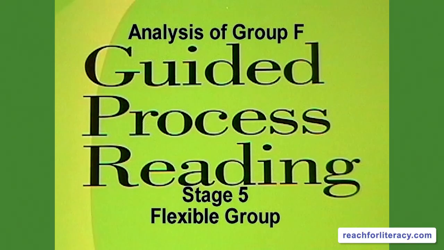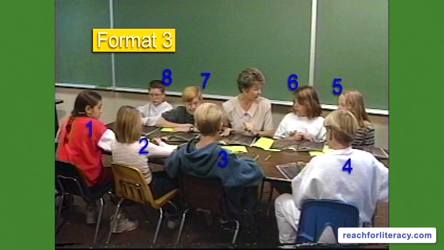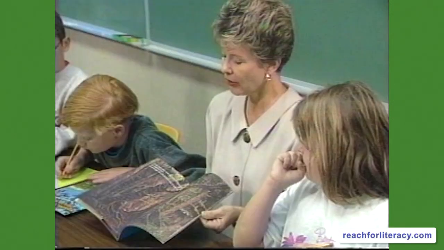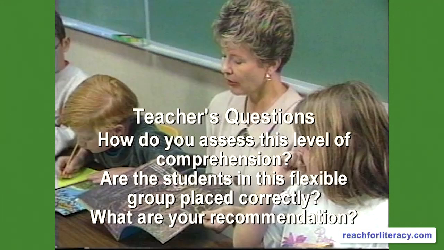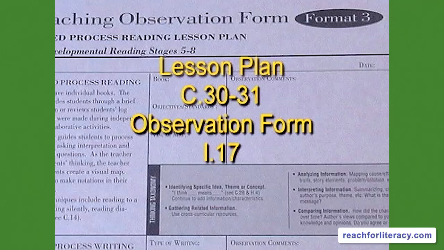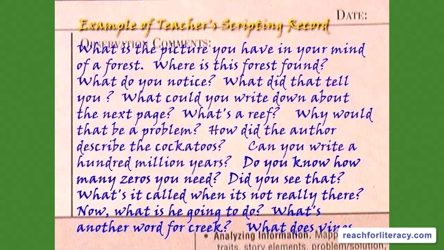Analysis of Group F. The trainer coach demonstrated Format 3 with a group of 8 students. Students were placed in the flexible group to improve their comprehension skills. The teacher was interested in observing the trainer coach assessing students' comprehension skills, information about students' placements, and recommendations. The book required students to construct meaning at the early stage 5 or simple interpretation level. Teachers were asked to highlight the lesson components they observed and to script the questions the trainer coach asked.